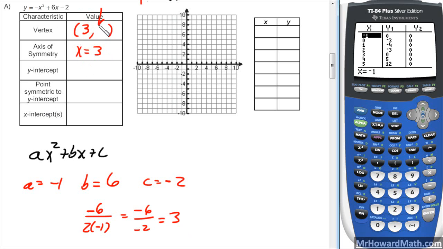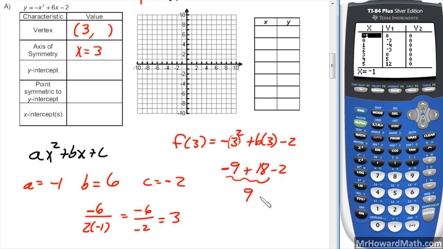Now to find the y coordinate of the vertex, we evaluate our function when x is 3. So we'll evaluate f of 3. Substitute in a 3 for x. So it would be negative 3 squared plus 6 times 3, subtract 2. So 3 squared is 9 times negative 1 is negative 9. Plus 6 times 3 is 18, subtract 2. Negative 9 plus 18 is positive 9, then subtract that 2 would be 7. So the vertex is 3, 7.